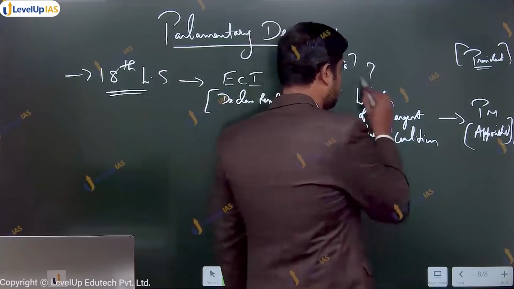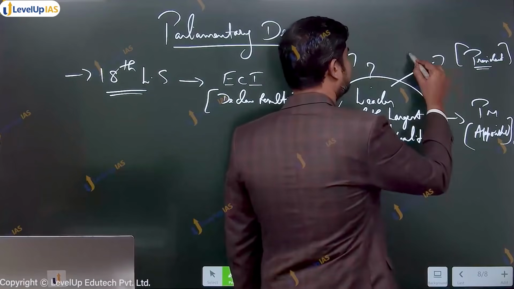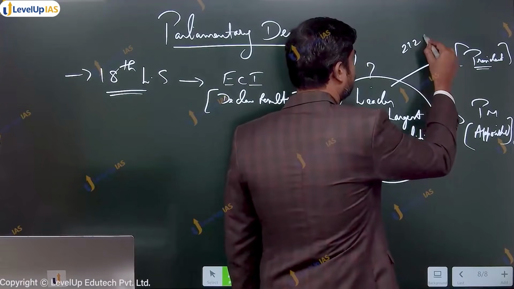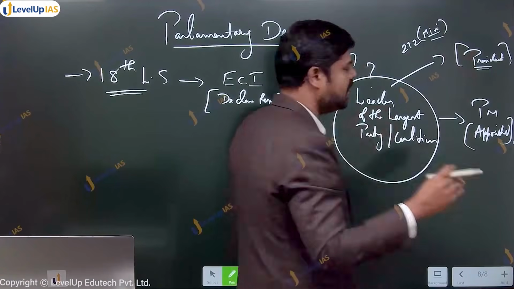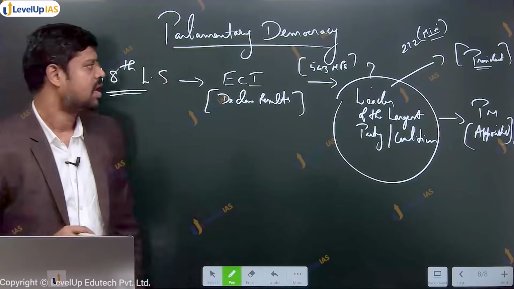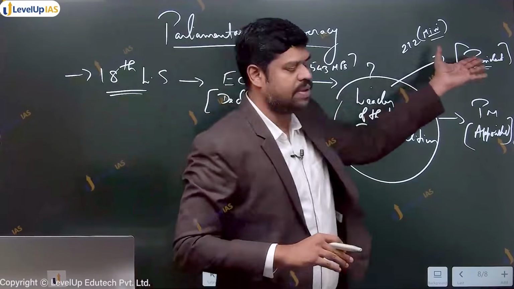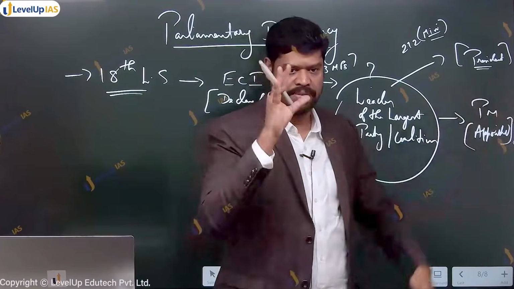That means the leader of the largest party or the largest coalition will go to the president and say that I have got a minimum of 272. It is not that it cannot be more than that. But minimum, how many members have to support him? Minimum 272 members. Then when he presents this list of people supporting him, the president will appoint the leader as the prime minister.